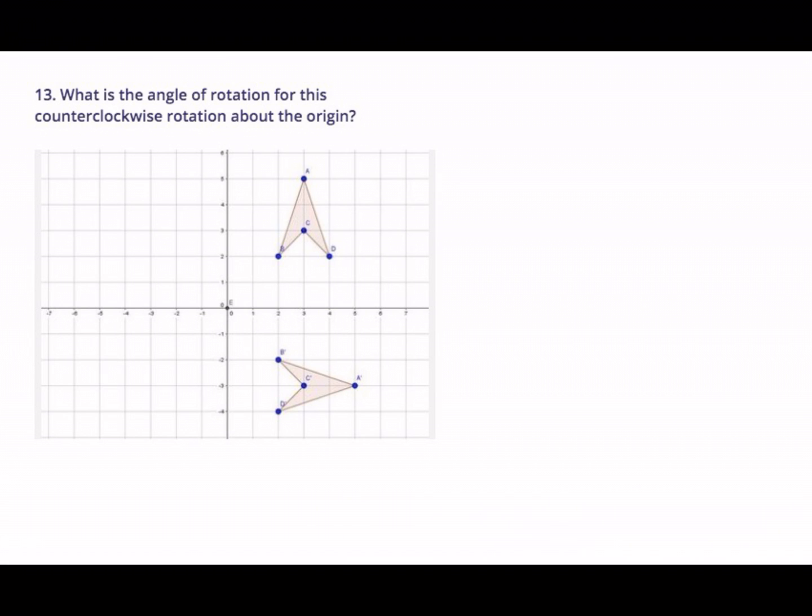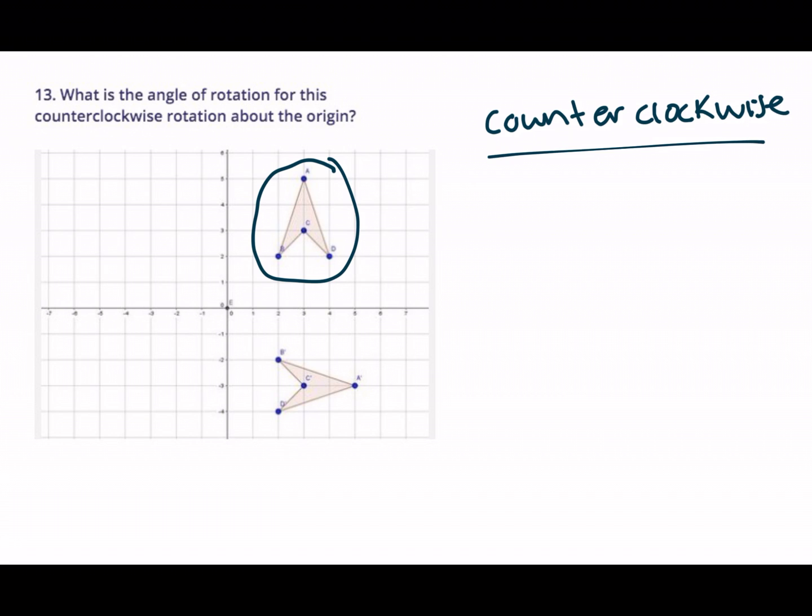The first one I'm going to start with asks for the angle of rotation counterclockwise for the quadrilateral ABCD about the origin. Okay, so my pre-image is the shape right here in quadrant 1, and we're rotating counterclockwise. So remember your direction. When we go counterclockwise, that direction is like this.